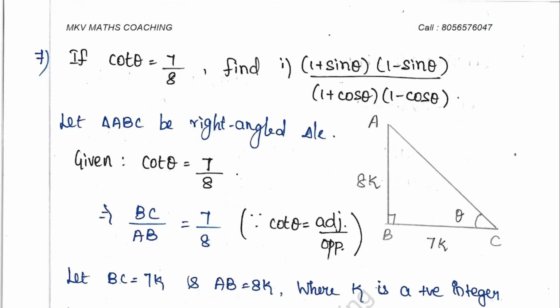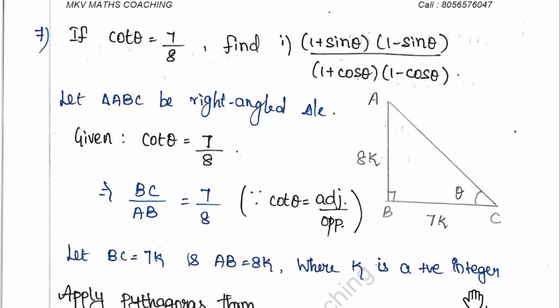Let's begin with the seventh question. Given that cot theta is equal to 7 by 8. Okay. So cot theta is 7 by 8. You need to find out this value. So to find this, you need to find the value of sin theta and the value of cos theta. Just take the cot theta formula. Adjacent by opposite, right? Cot theta is adjacent by opposite. So I'm taking theta at C. So adjacent will be BC and opposite will be AB. So I'm writing BC by AB is 7 by 8. Let us take BC equal to 7K, AB equal to 8K, where K is a positive integer.